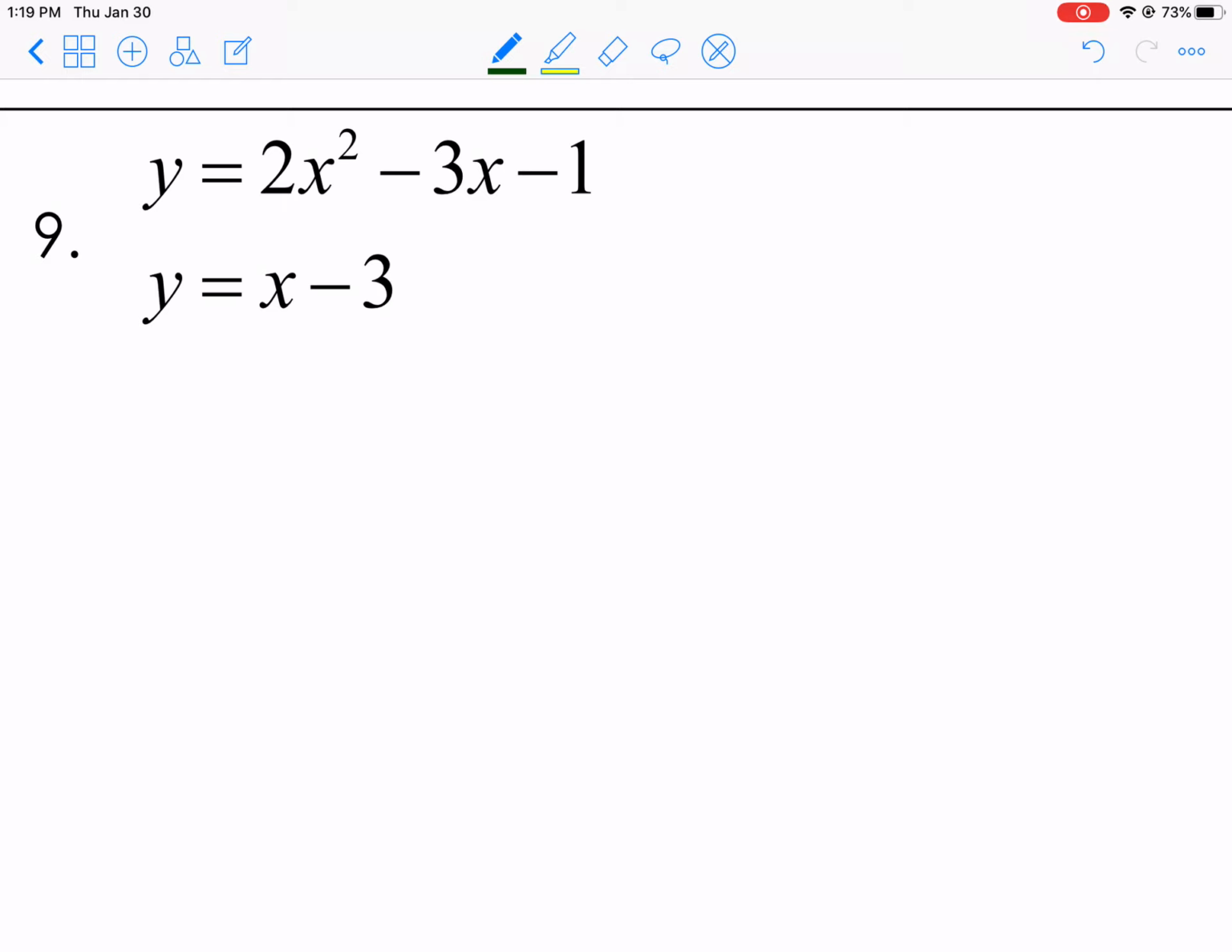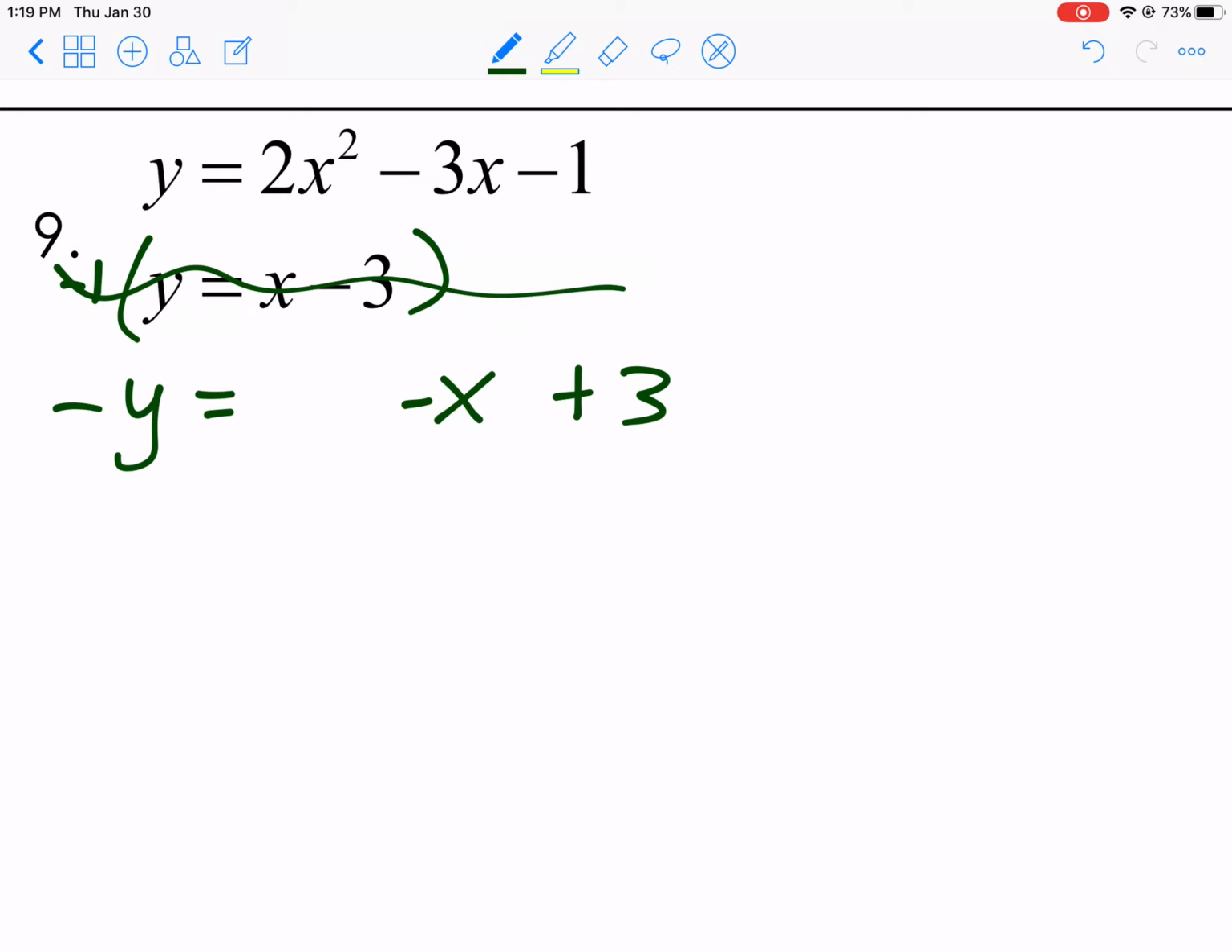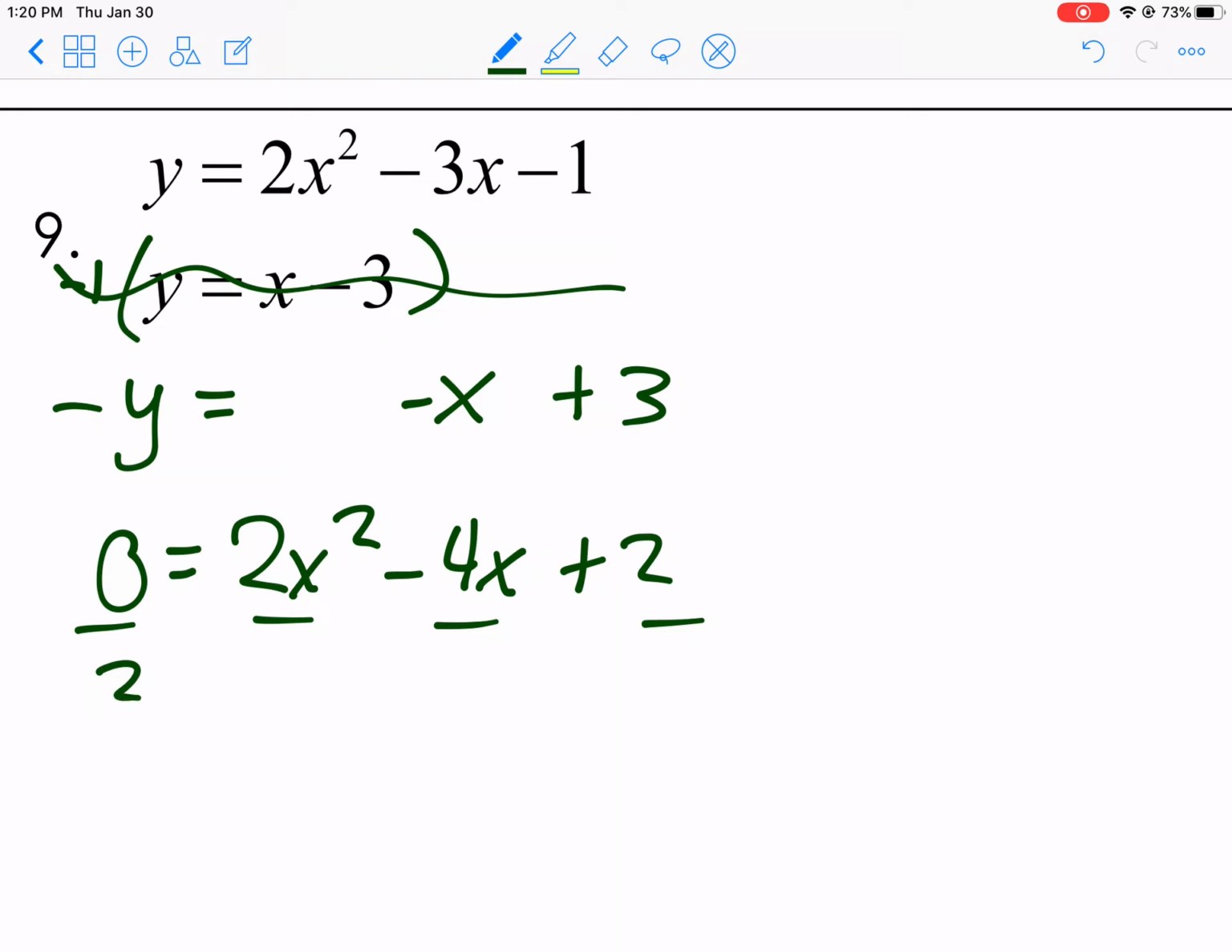Okay, I'm going to start this time with elimination, and then we'll go back and look at factoring. So what I would do here is multiply this by negative 1, because we have a y squared, I want to get rid of y. So this would be negative y equals negative x plus 3. Then I would add the top and bottom equations. I'd get 0 equals 2x squared minus 4x plus 2. I would divide every single term by 2. That makes factoring a little bit easier.